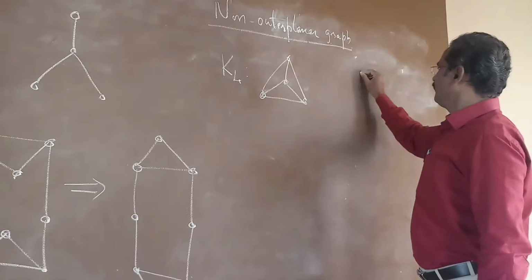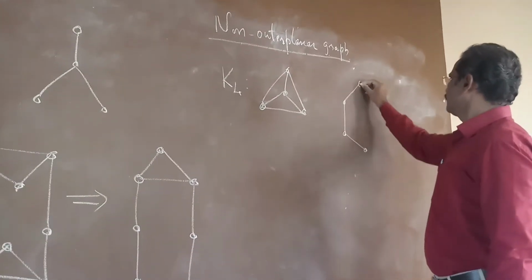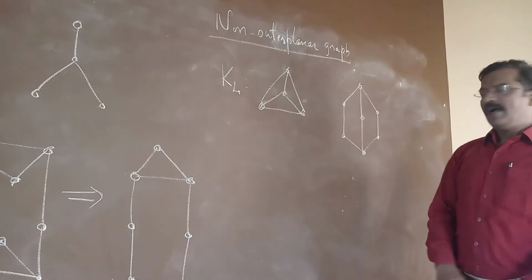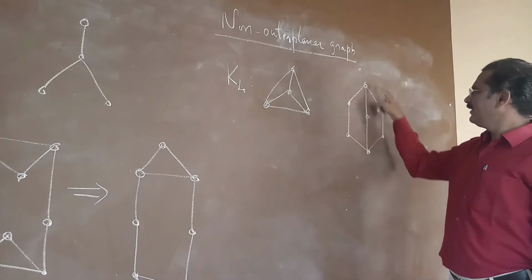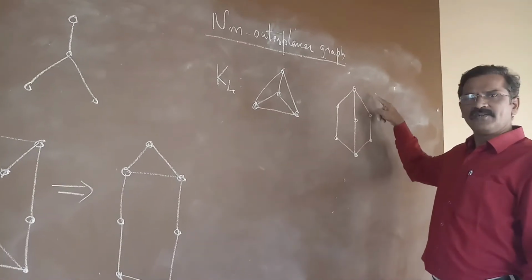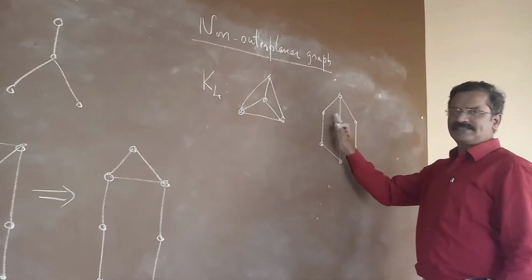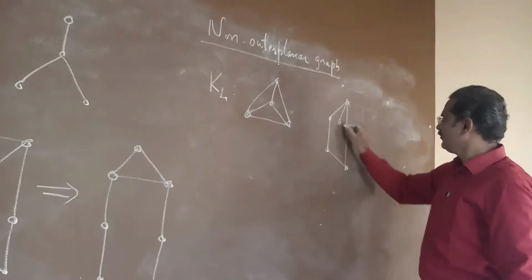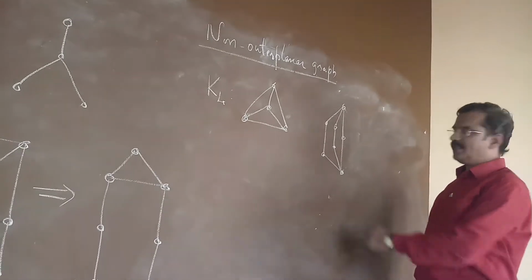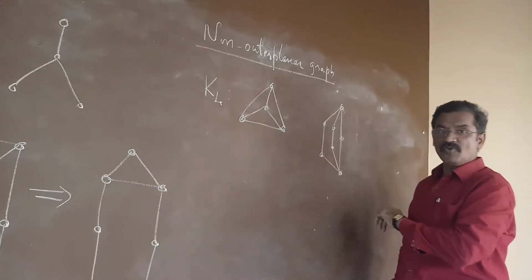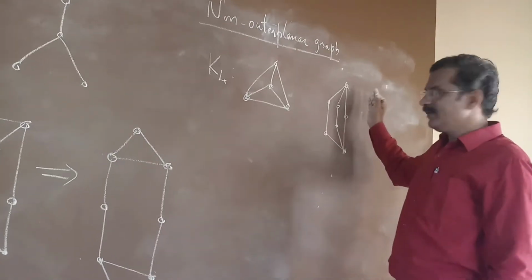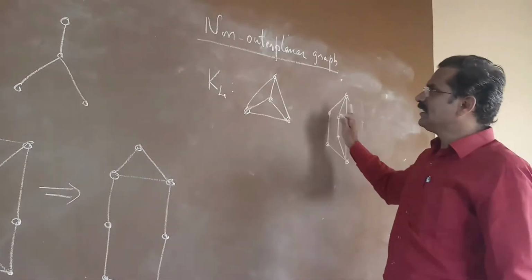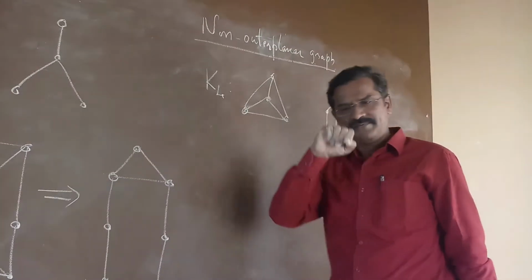Similarly, we will take another example. This one. Again, is it possible to take this vertex outside, or on the boundary of the exterior region? No. Even if I try to redraw this, if I take this outside, these two vertices will be inside. So it is not possible to draw it on the plane so that all vertices lie on the boundary of the exterior region. Therefore, these are examples of non-outer planar graphs.